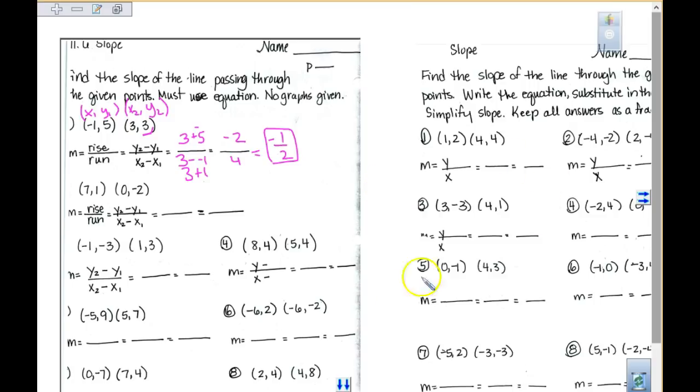So I started that. You're going to finish both pages. If you finish, you'll have time to work on Dreambox.